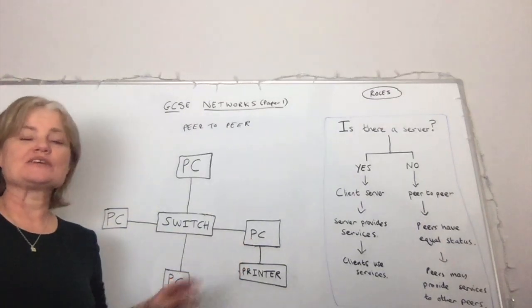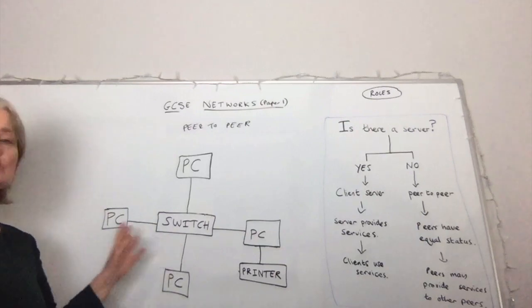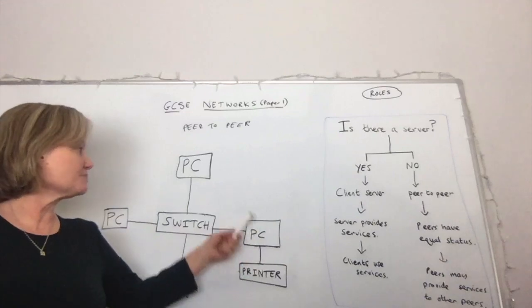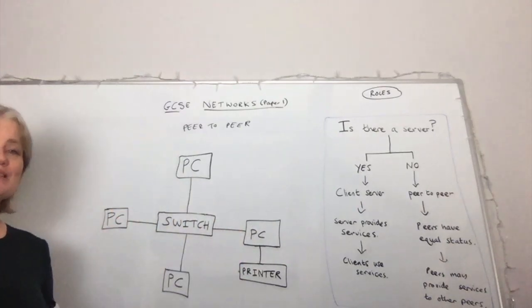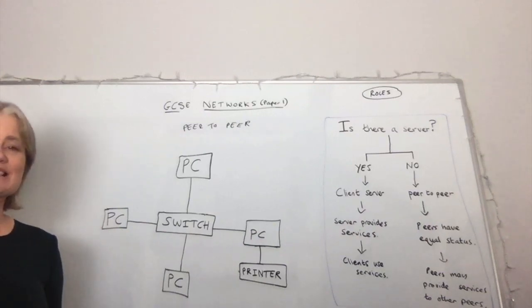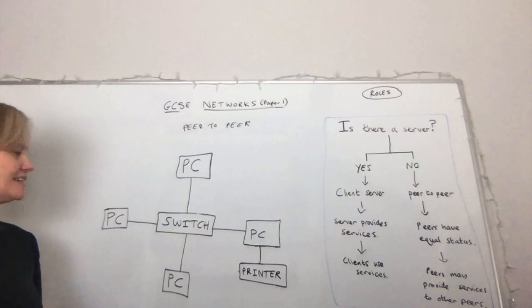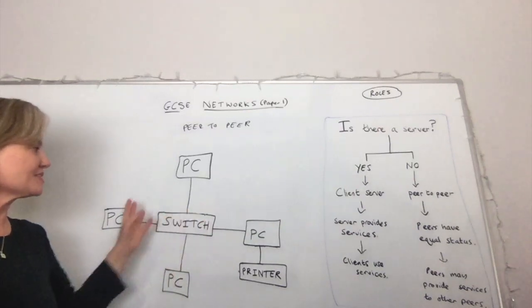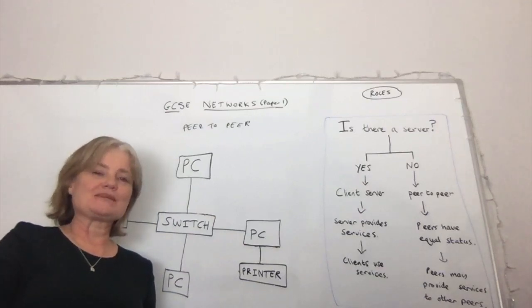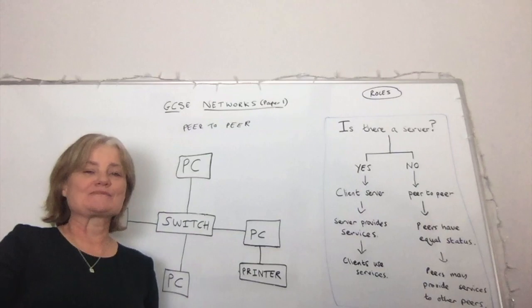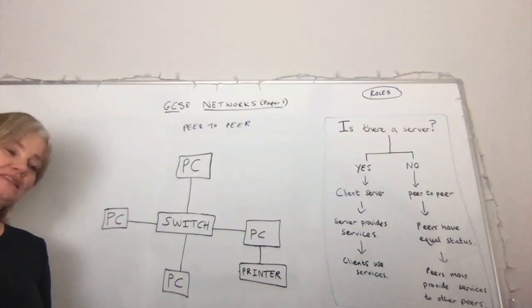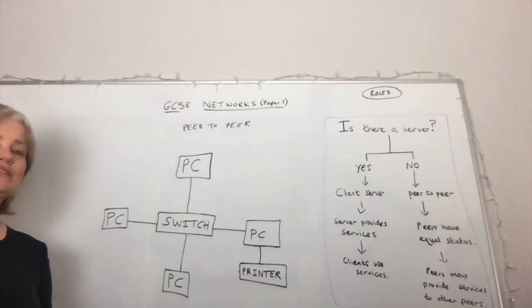These peers may well provide services to other peers. So this PC here, which is attached to a printer, may well provide printing services to the other peers on the network. It's not a very well organised setup. We're relying on individuals to do their own backups, install their own software, make sure they keep, for example, virus software up to date. None of this is done centrally, so it can be quite chaotic. But then we don't need a network manager or a network team, so it's not as expensive.